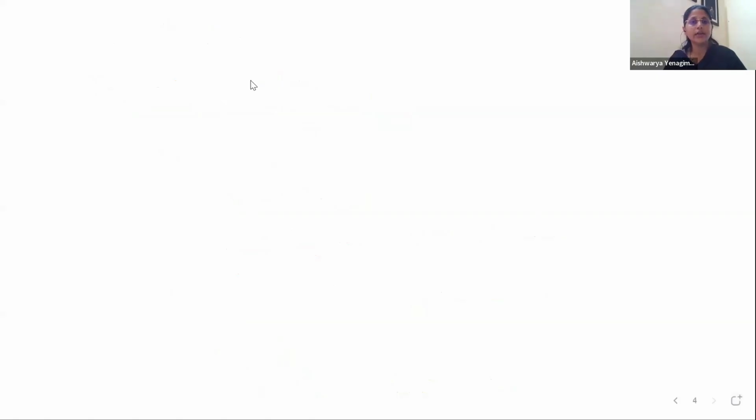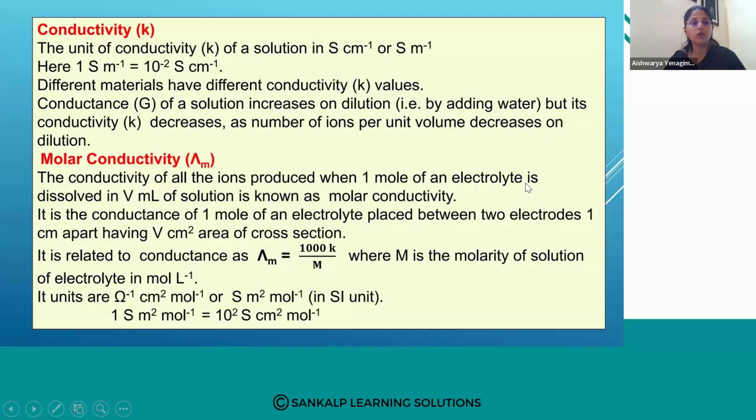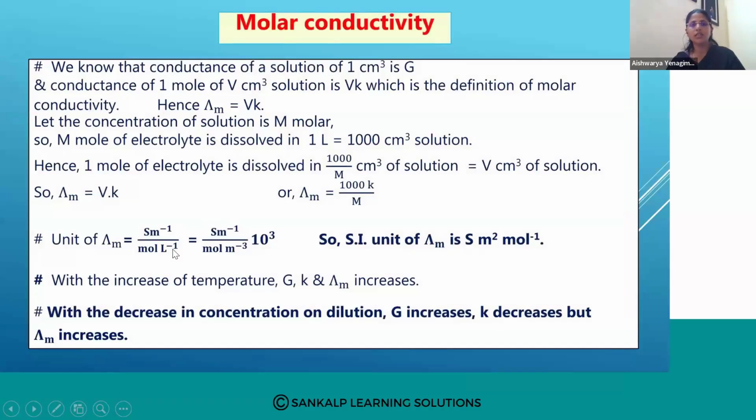Now let us see what is given in our synopsis. The conductivity of all ions produced when 1 mole of an electrolyte is dissolved in V mL of solution is known as molar conductivity. It is the conductance of 1 mole of an electrolyte placed between 2 electrodes 1 centimeter apart, having the area of cross section V centimeter square. Just now we have seen lambda m is equal to 1000 into kappa by M. What is M? Molarity of the solution. Its units are per ohm centimeter square per mole, or Siemens meter square per mole. This is the SI unit, and its conversion factor is given here. During solving the numericals we need the conversion factor.